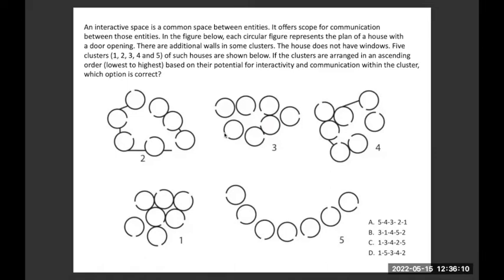Amongst these, I will ask the first question, which is the least interactive? And this is an ascending order. So which is the least interactive cluster? Five. Okay. Anybody else who wants to counter this? Everybody agree 5 is the least interactive cluster? The hint is look at the way the doorways or the opening is oriented. Is option 5 the least interactive? Can anybody agree, disagree?